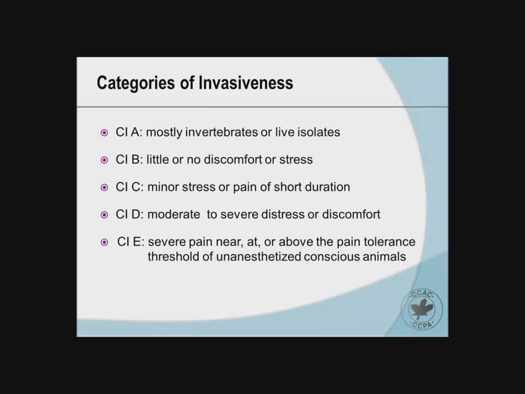Categories of invasiveness are to be assigned according to the CCAC policy statement on category of invasiveness in animal experiments, which is on the CCAC website and which we've also included in Appendix B of the instructions document. For field studies, category of invasiveness should be assigned according to the CCAC categories of invasiveness for wildlife studies, which can be found in the CCAC guidelines on the care and use of wildlife. And we've included that as well in Appendix B of the instructions document so that you have all the information together.